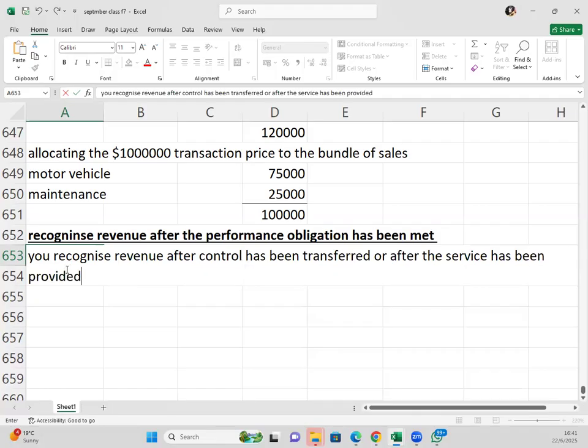You recognize revenue after control has been transferred, or after the service has been performed or provided.